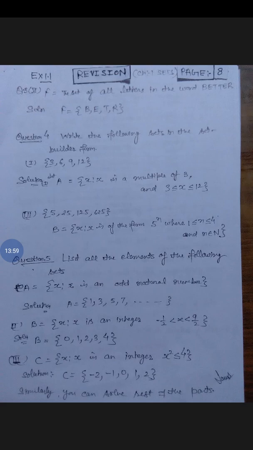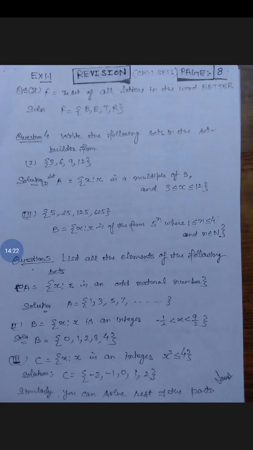Similarly, the second part of question number 5, that is set B: x such that x is an integer where x is less than 9 upon 2 and greater than minus half. So integers between minus half and 9 upon 2, and 9 upon 2 means 4.5. So the values of x between minus 0.5 and 4.5 are 0, 1, 2, 3, 4.